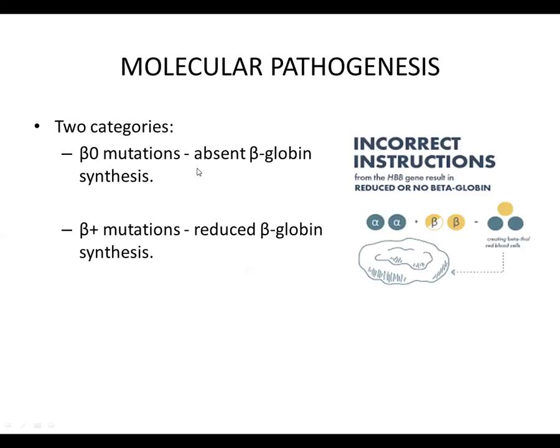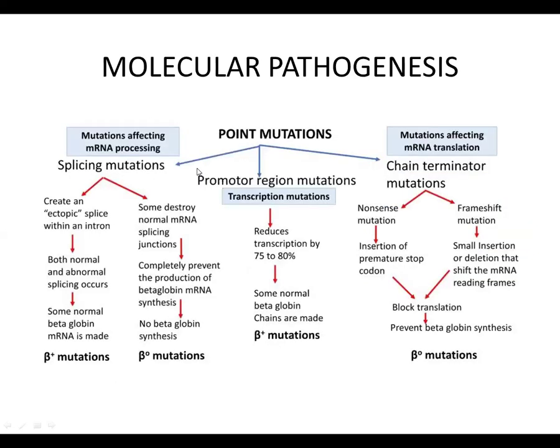Regarding the pathogenesis of beta thalassemia, there are two categories: beta naught mutations, in which there is total absence of beta globin chain synthesis, and beta plus mutations, in which the synthesis of beta globin chain is reduced. The most common mutations occurring in beta thalassemia are point mutations, which may be of three types: splicing mutations, promoter region mutations, and chain terminator mutations.